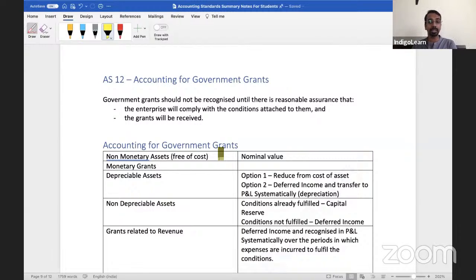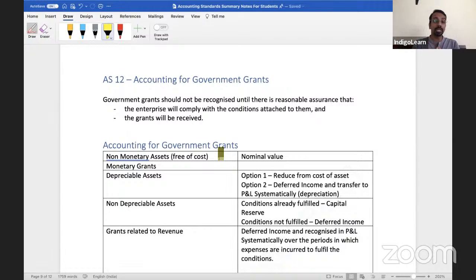Now coming to government grants. What are government grants? These are transfer of resources by the government to the entity. You set up some plant somewhere, government says, okay, we'll give you 10 crores, or you give employment to so many people, we'll give you some grant, or you get some technology, we'll fund that technology. You build some plant in backward areas, we'll give you some funding and all of that. Those are called government grants.